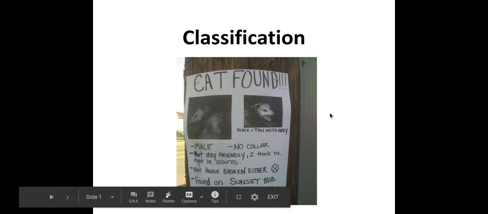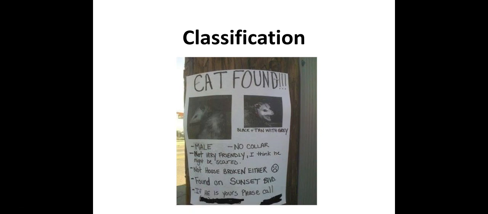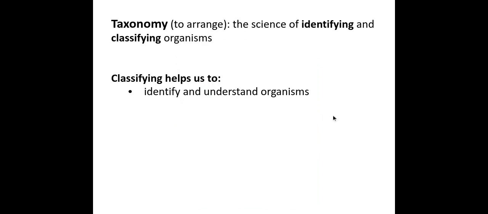Classification. So we're going to use classification for identifying and grouping different organisms. And as you can see from this poster, that is a handy skill to have. All right, taxonomy is the idea of arranging things. In science, we like to put things into groups. So the science of identifying and classifying organisms, living organisms, that is talking about taxonomy, or previously living organisms.